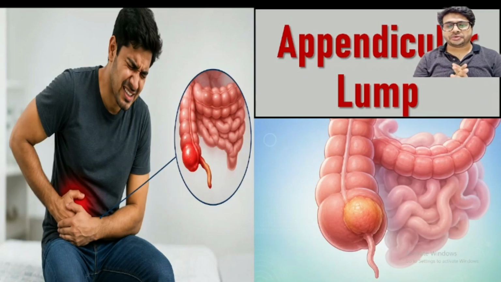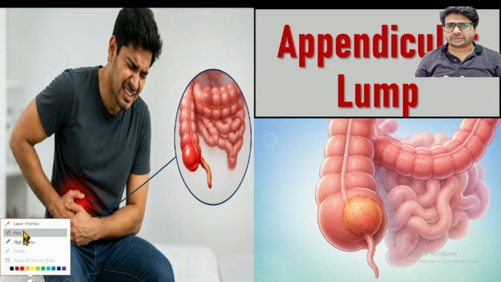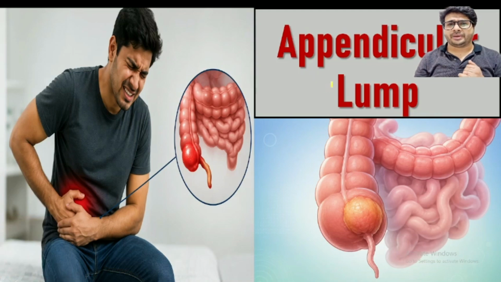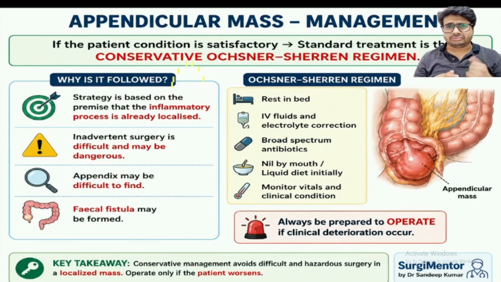Hi everyone. This is probably the last video in the appendix series, and we know that appendicitis requires treatment, that is appendicectomy. And what will you do if you find a lump when you examine the patient and you're planning that he or she may require surgery, but you find a lump? So for that we follow a particular regime that is called the Ochsner-Sherren regime.